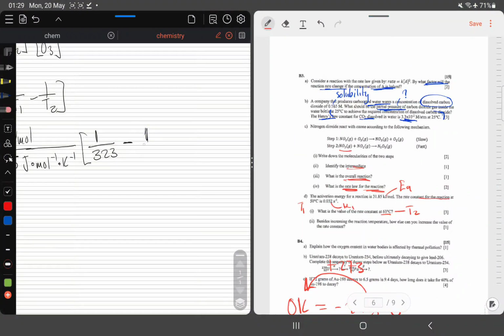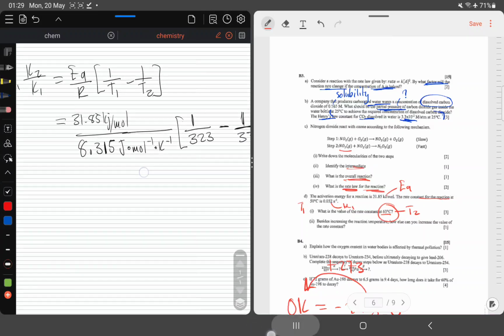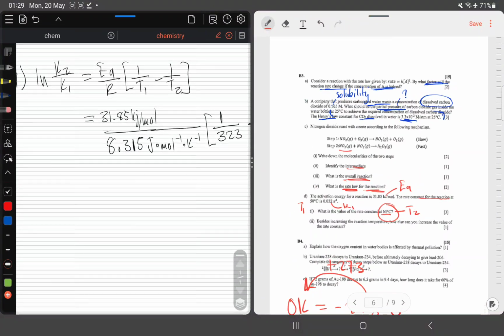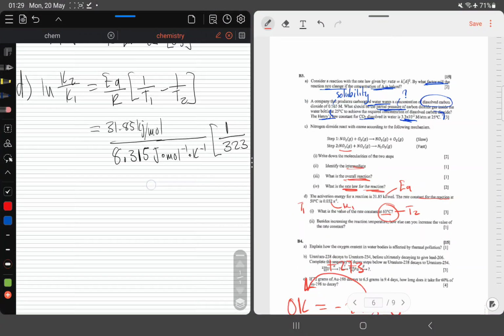minus 1 over T2. What is the new temperature at 63 degrees? So we'll just say 63 plus 273. It becomes 336, 1 over 336. That is what you have here. And remember that this is ln K2 over K1. So you get an answer.